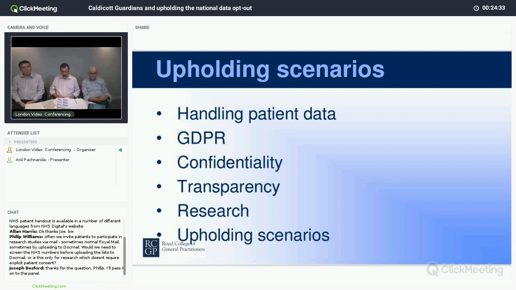So I'm going to talk briefly about handling patient data and issues related to GDPR, confidentiality, transparency, and then a bit about research, and then look at different specific business processes where the national data opt-out will come into play.